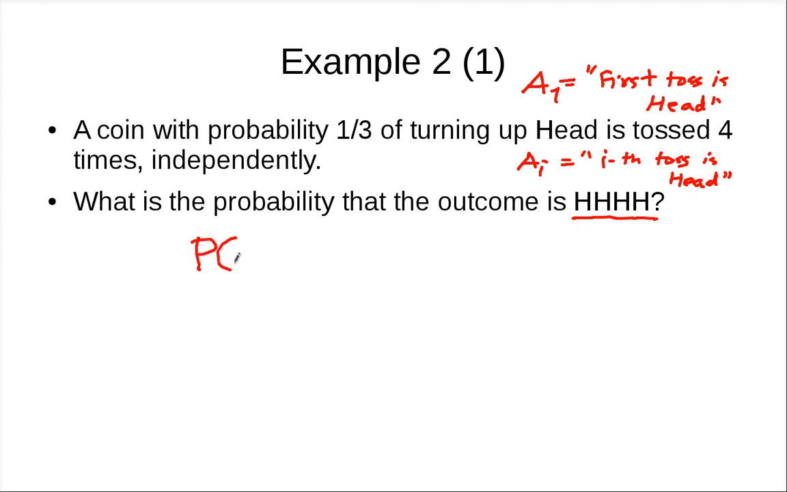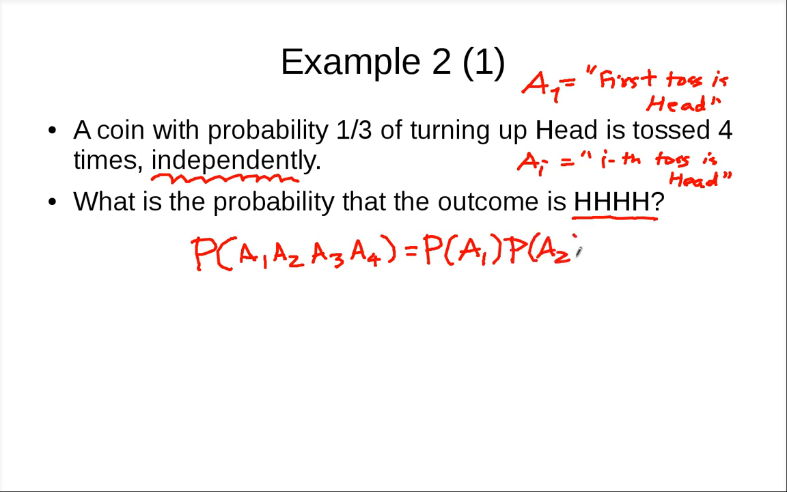The probability that the outcome is four heads is the probability that you get A1, A2, A3, A4. Note that we did the experiment independently, so they are all mutually independent, and we can factor it out: it is equal to P(A1) P(A2) P(A3) P(A4), right? And each of these, the probability that the toss comes up head, is 1/3. So you get 1/3 to the 4. Okay, so that's the answer.